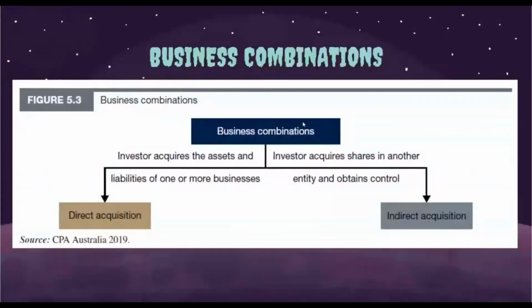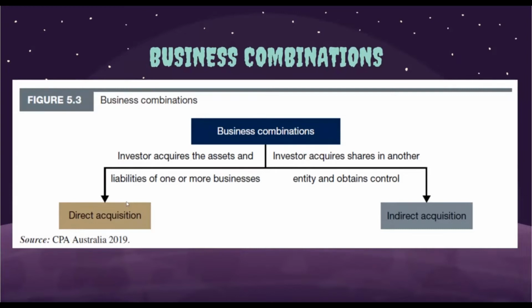And then, in terms of methods of acquiring an entity, we have direct acquisition and indirect acquisition. Direct acquisition is simply the investor acquiring the assets and liabilities of one or more businesses. The focus of the first part of our discussion for today will be direct acquisition. This is also known as merger.